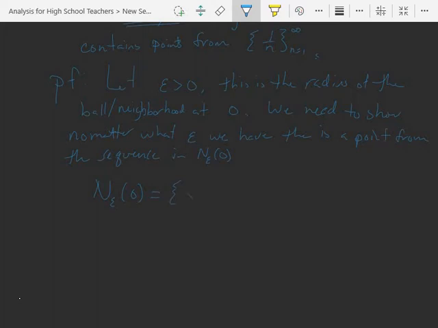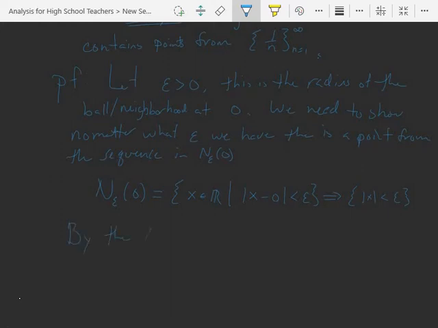This is the set of x in R such that the magnitude of x minus 0, the distance from x to 0, is less than epsilon, right? Which just says that the absolute value of x is less than epsilon. So it's the set of all things that have absolute value less than epsilon. Absolute value can't be less than 0. Okay. So we just need to find something in the sequence that satisfies that relationship.